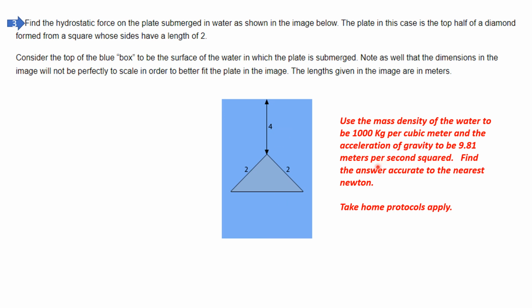So this problem is a metric problem, not an English unit problem. Now what we're supposed to do here, and please notice things are a little different here because I'm telling you the mass density of water is to be taken to be 1,000 kilograms per cubic meter. And the acceleration of gravity is to be taken to be 9.81 meters per second squared. You want to find the answer accurate to the nearest Newton because you're finding the force. And again, take-home protocols apply.